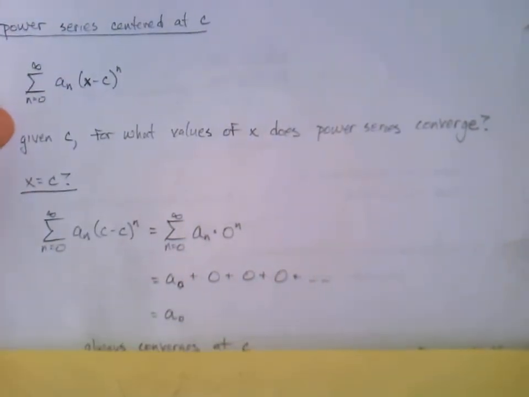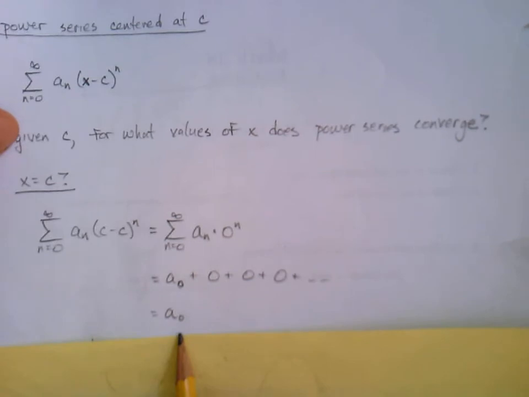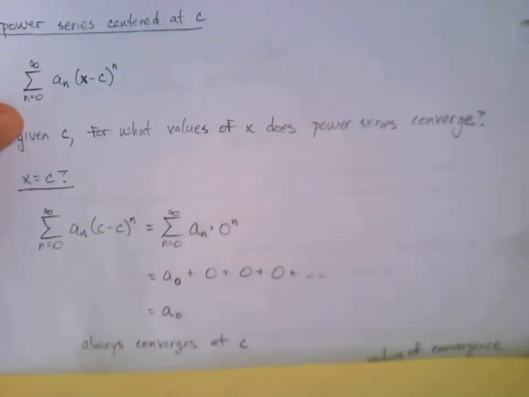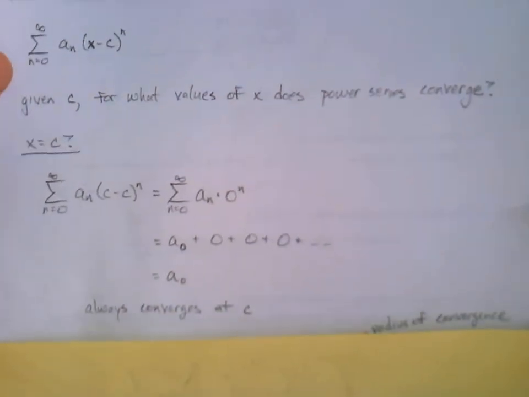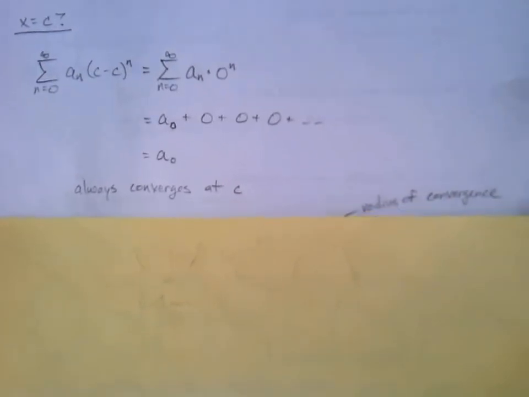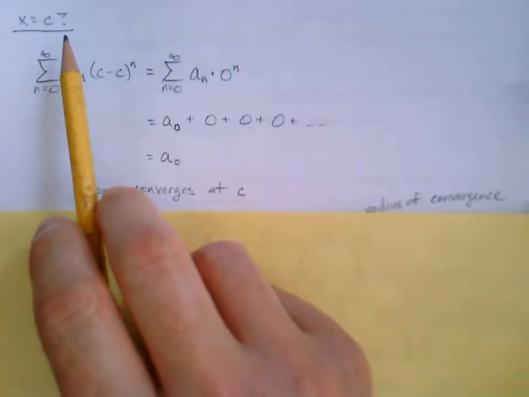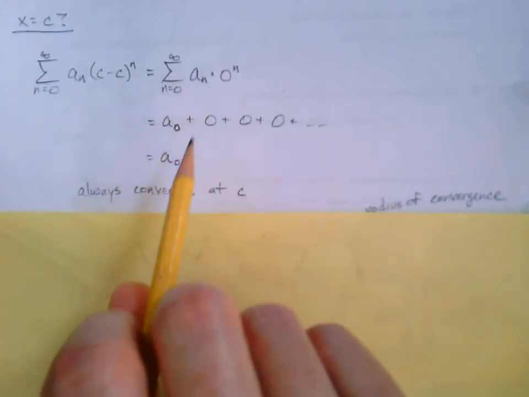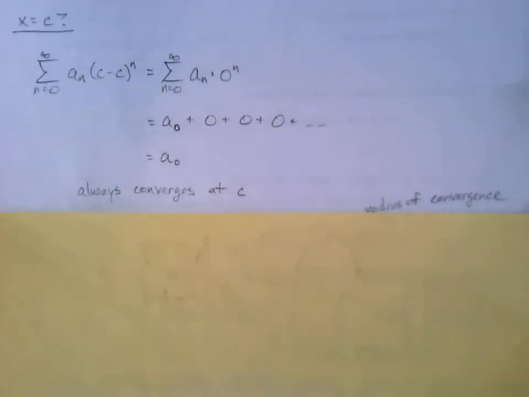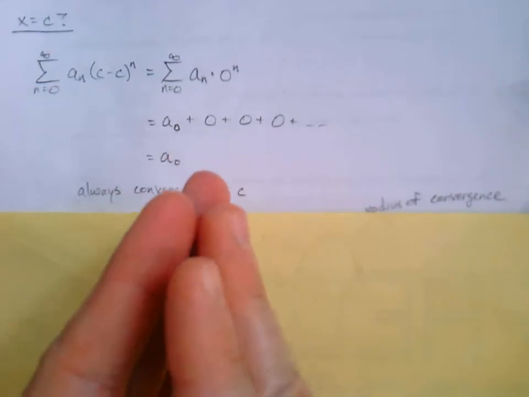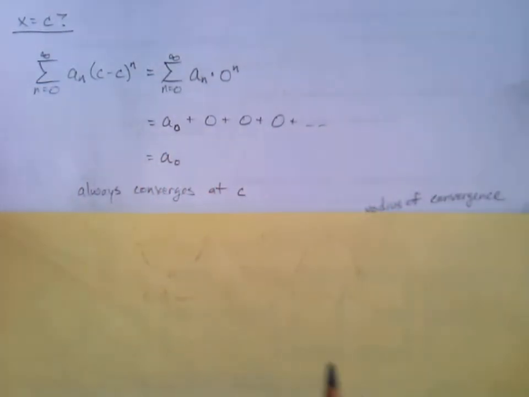So this whole thing would simply add up to a sub 0. Well, that converges, because we get a finite sum. So at c itself, our power series is always going to converge. The question is, what happens as we get further away from c in both directions?